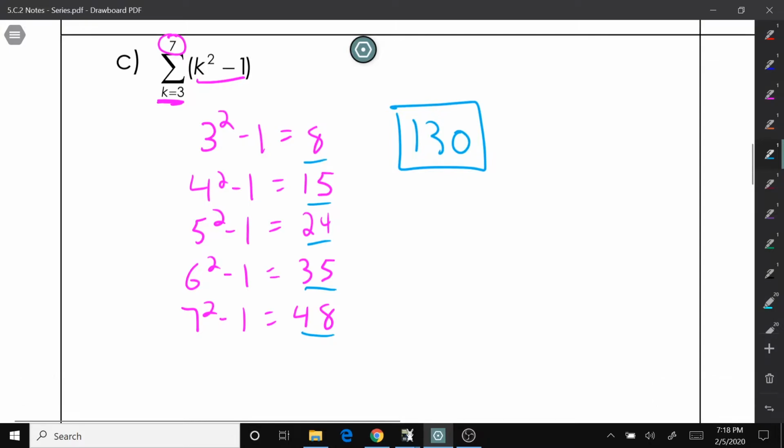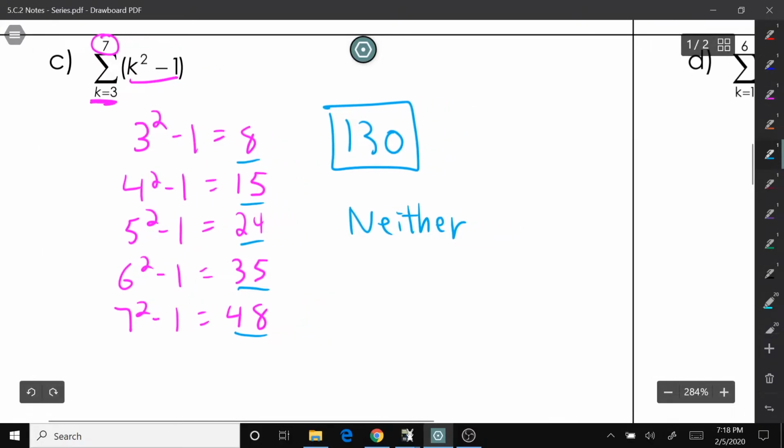And we are not adding or subtracting the same value each time. You know, from 8 to 15, we're adding 7, then we're adding 9, then we're adding 11, and then we're adding 13. So we're not adding the same value, and we're not multiplying by the same value each time, so this is neither. Alright, letter D.